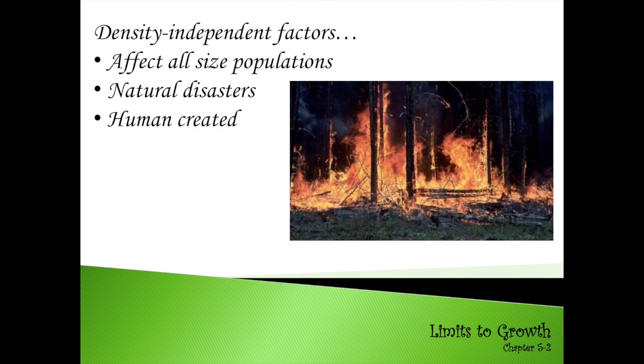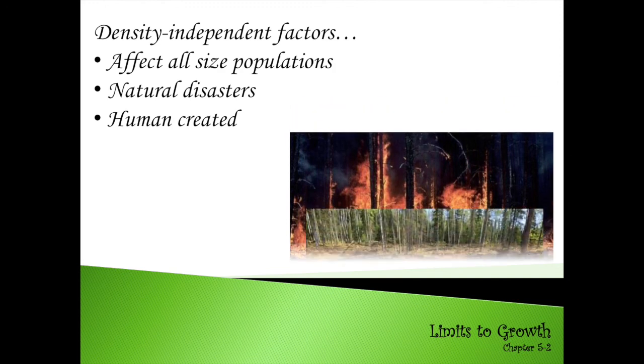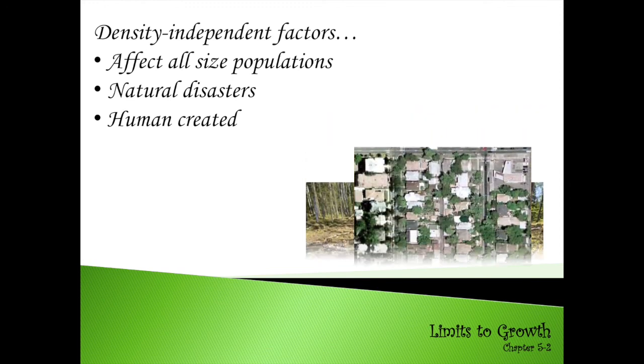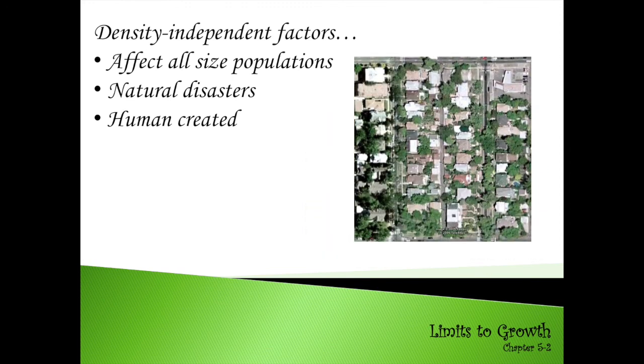And then the second primary type of density independent factor is human-created factors. So deforestation, for instance, whether you're cutting a tree or multiple trees, you're having an effect on that respective population just the same. Or urbanization, building homes and such, whether you're taking out one acre or you're taking out hundreds of acres, you're having the same effect on that area, on the respective areas.